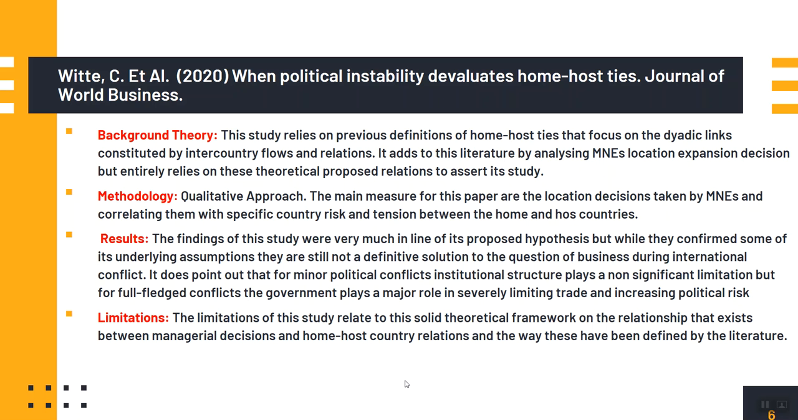The results for this document were that the findings of this study were in line with the proposed hypothesis, and it confirmed their underlying assumptions that while it's still not a definitive solution to the question of business during international conflict, it does point out that for minor political conflicts, institutional structure plays a non-significant limitation, but for full-fledged conflicts, the government is the major limiting actor in increasing political risk.